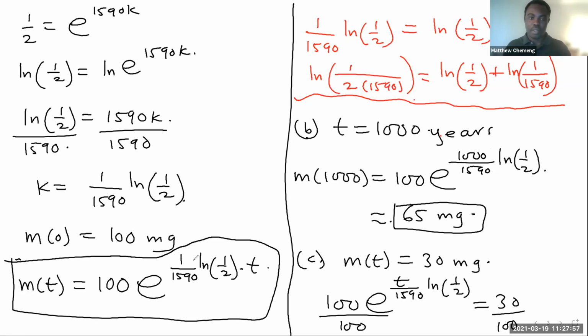So I just did 100 e to the 1 over 1590 ln of half and then times t, but it's the same as t over 1590. So I just put 1,000 in the formula. And then when you get here, you just plug it in your calculator and then you get your answer.